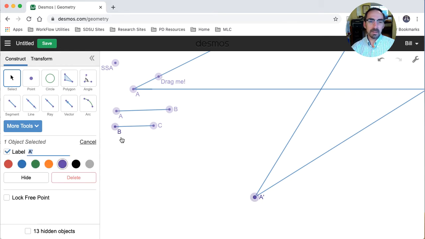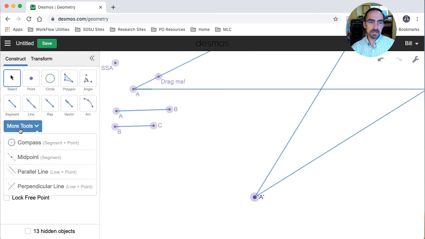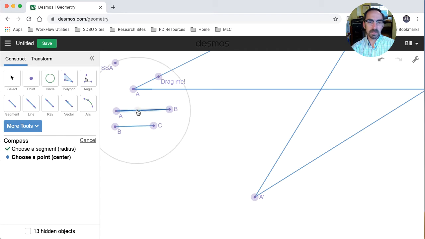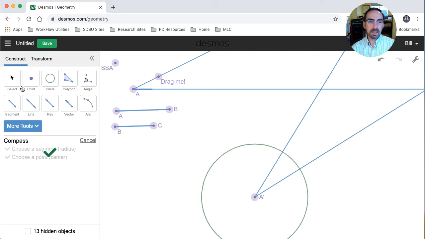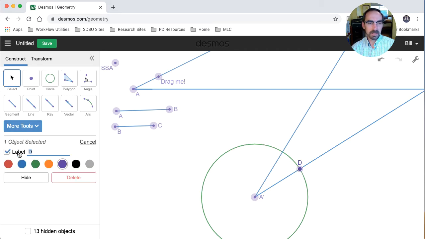And now let's construct B prime using this distance. So again, we use the compass tool to translate that distance. And that tells us the location of the point B prime right here, using that intersection.